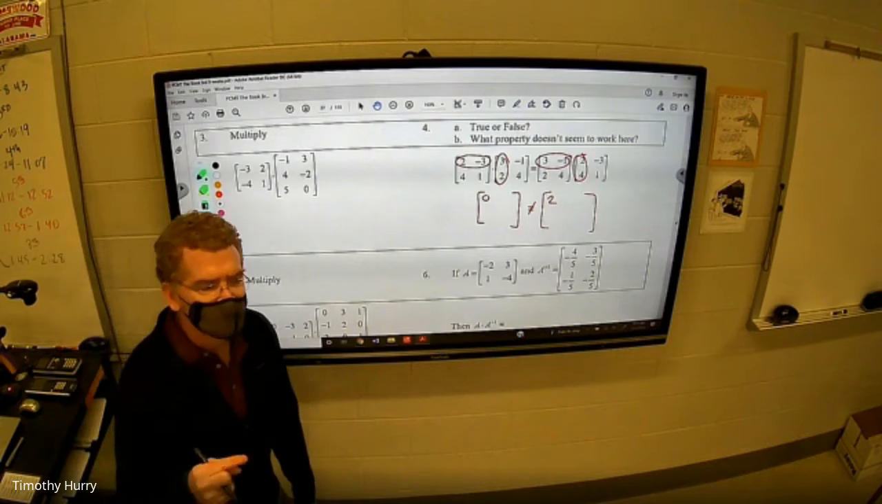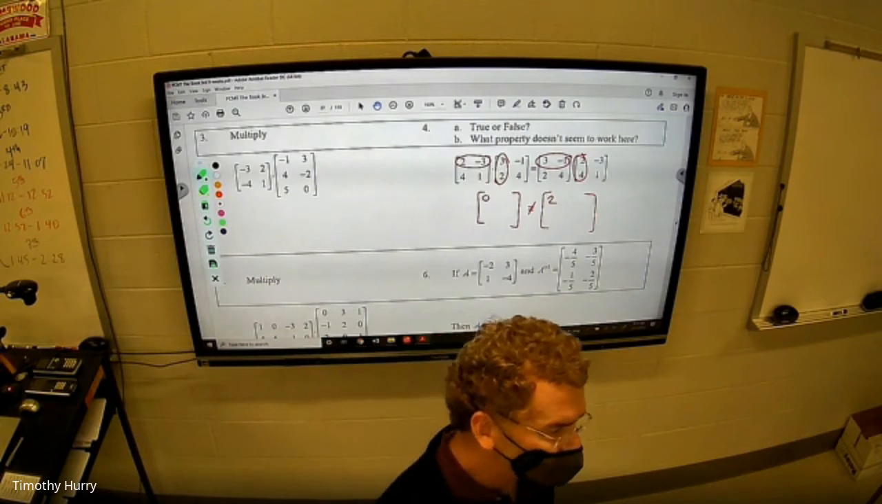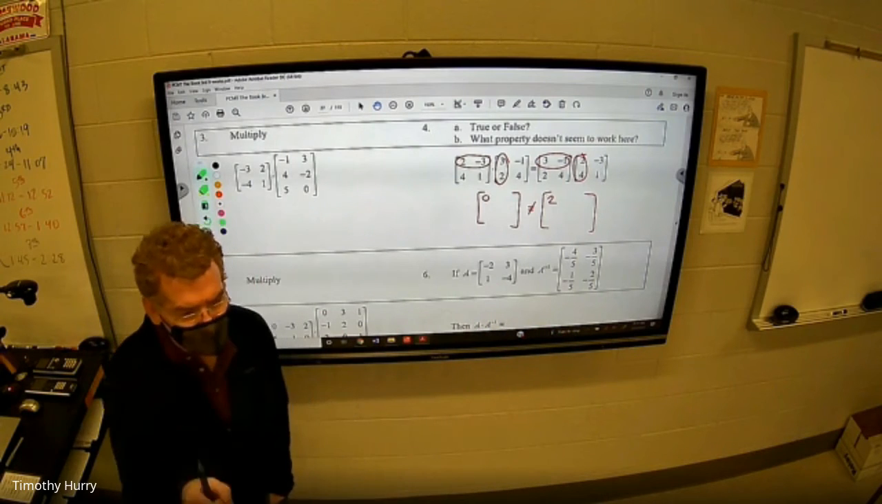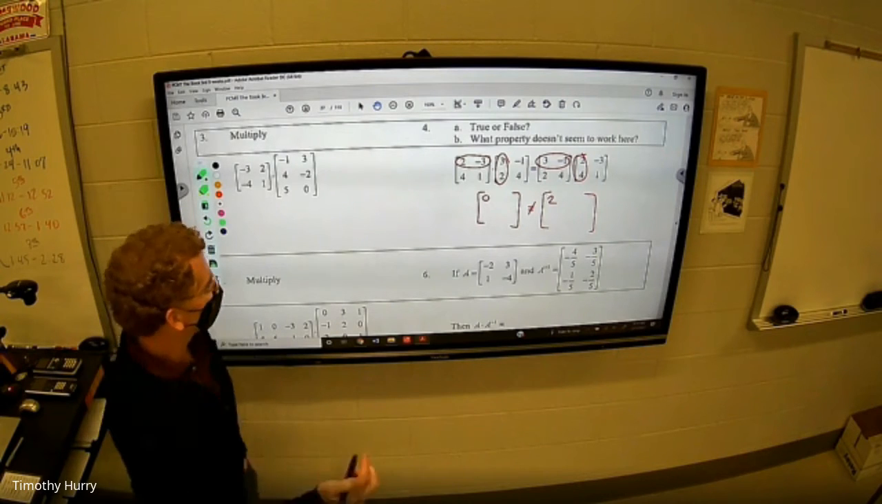So this is an extremely important concept when it comes to solving equations that have matrices in them, because you guys use the commutative property when you're not even thinking about it. Let me give you an example.